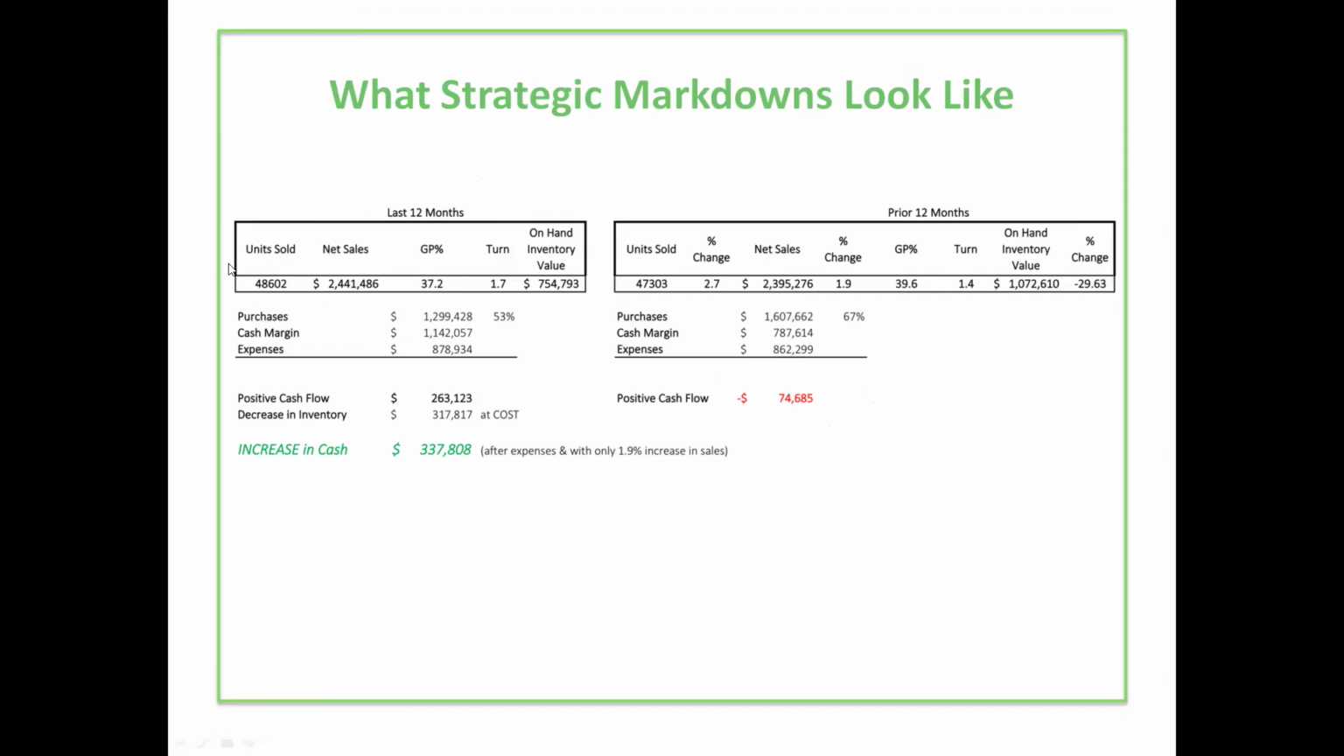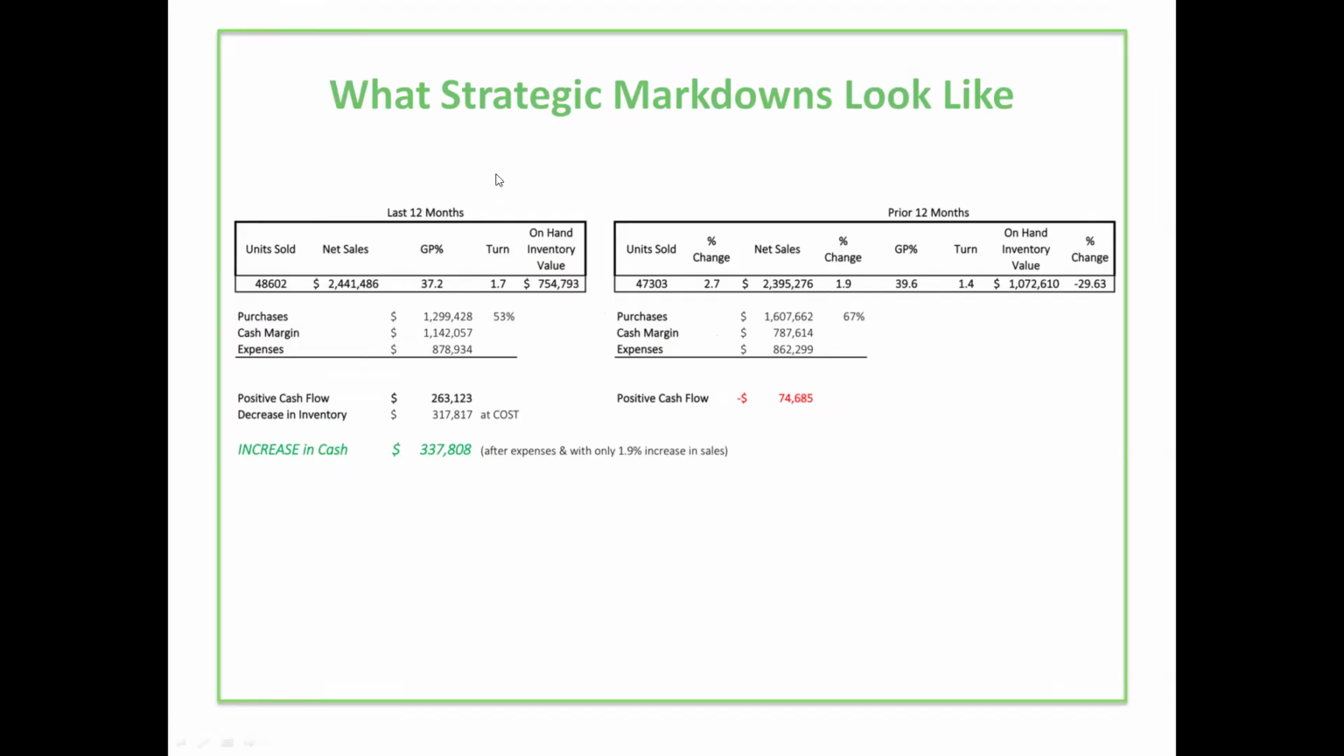In the first 12 months after partnering with us, they sold 48,602 units with net sales of 2.441486. Okay, so not a significant change in the net sales, to be honest, an increase of 2%. Our gross profit, interestingly, guys, don't stop watching the presentation after I tell you this. So our gross profit went down. It went down from 39.6 to 37.2.